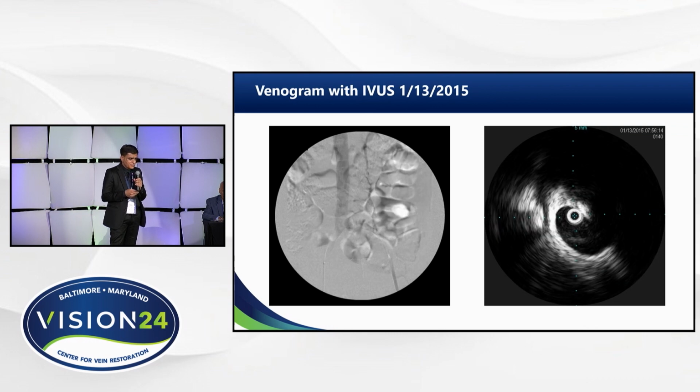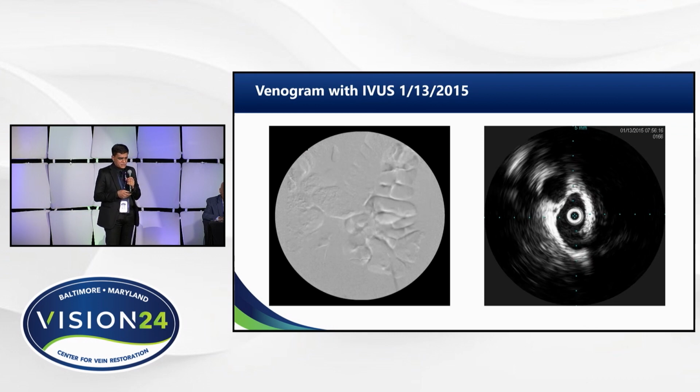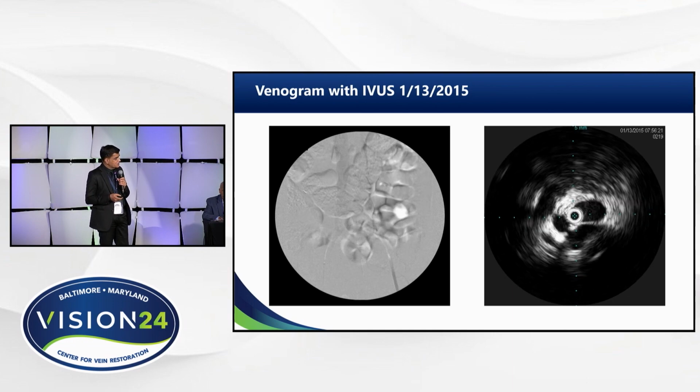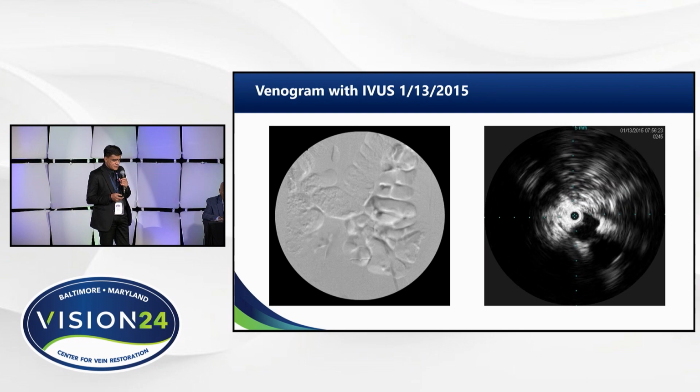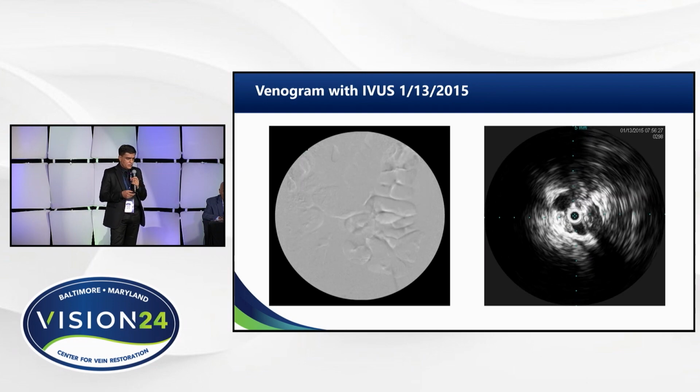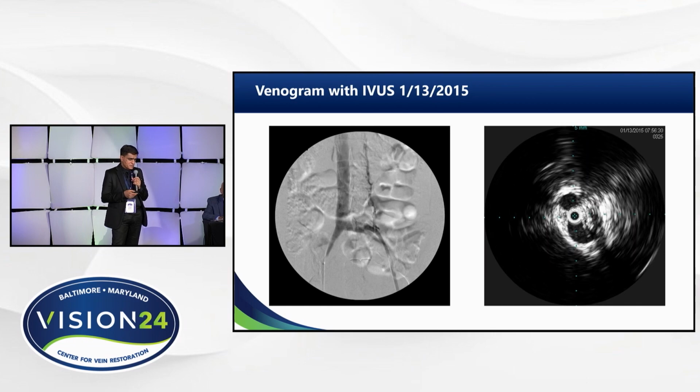So anyways, we did a transabdominal duplex. She was significantly compressed, and we brought her in for a venogram. So you can see the ascending lumbar collateral. You can see the flattening of the iliac vein at the iliocaval junction. And overall, her venous system seems to be pretty narrowed.